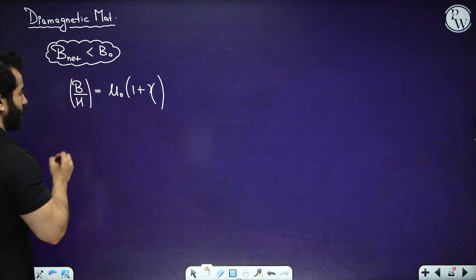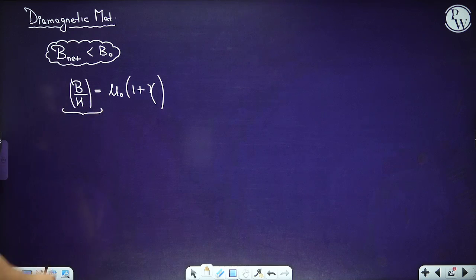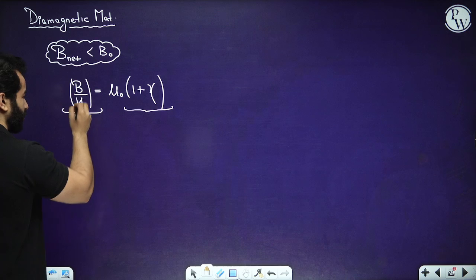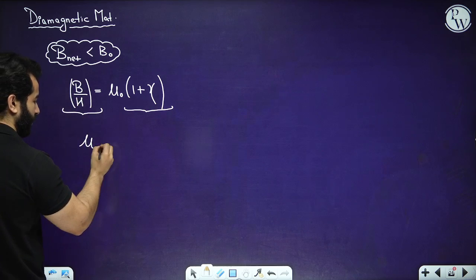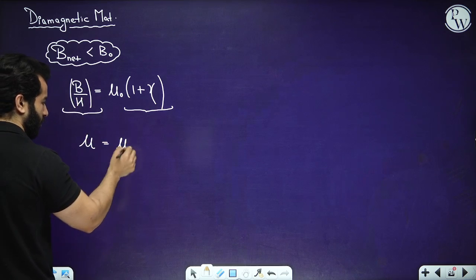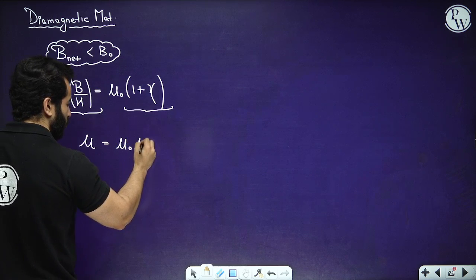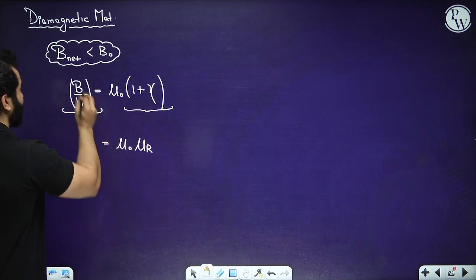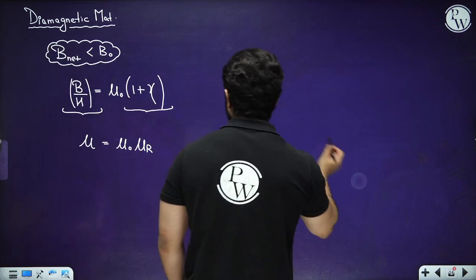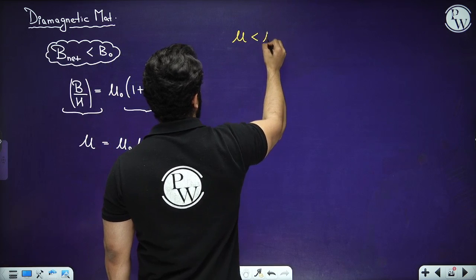Now think about it. If this value is less than 1, this value should also be less than 1. Or think of it in different terms. This is the absolute permeability of that medium. This is the absolute permeability of free space times mu r. Now we know that if a diamagnetic material is getting magnetized in the opposite direction, we can say one thing, that mu will be less than mu naught.